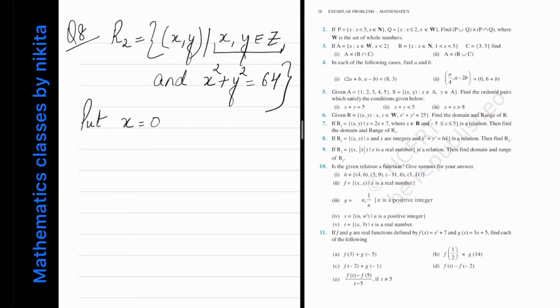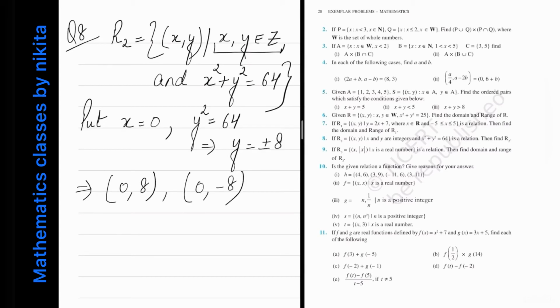Basically you have to find all the ordered pairs. Start with x equal to 0. If x is 0, then y square will be equal to 64. And this implies that y is equal to plus minus 8. Now we will take both the values, plus 8 as well as minus 8. So therefore this implies that 0 comma 8 and 0 comma minus 8 belongs to R2. And similarly this implies that 8 comma 0 and minus 8 comma 0 also belongs to R2. So you have got 4 ordered pairs already.